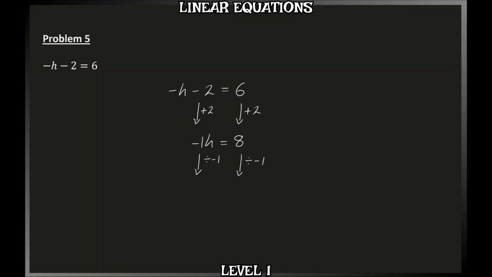On the left hand side, the times minus 1 and the divide by minus 1 cancel out, and we're left with h. On the right, 8 divided by minus 1 gives us minus 8, and that's our final answer for problem 5.